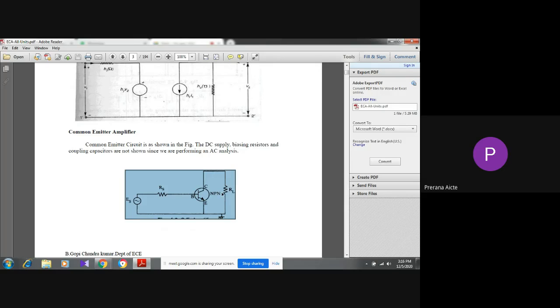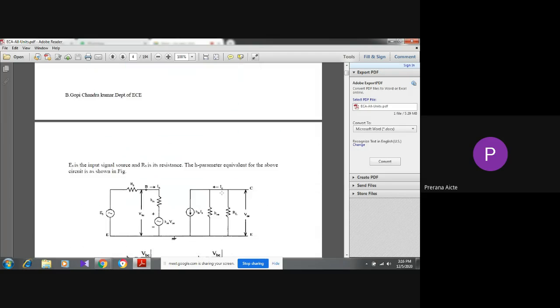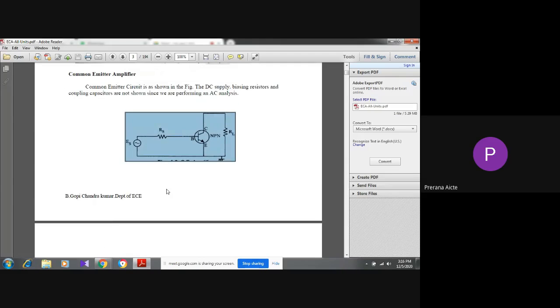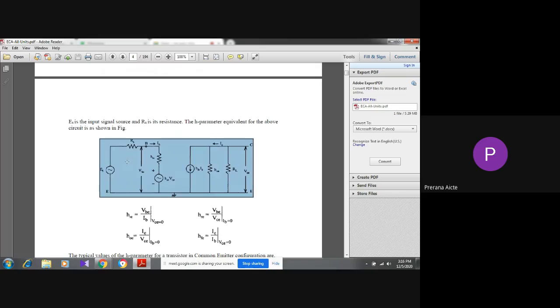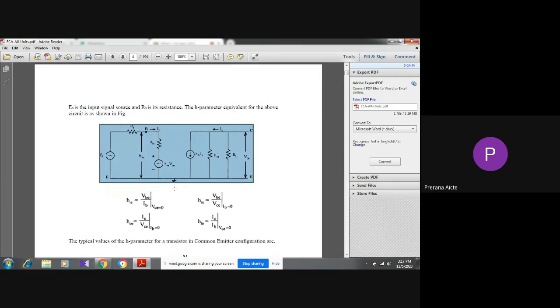This is the load resistor. Now if we draw the H parameter equivalent model for this CE amplifier, this is the figure. This figure is called the H parameter equivalent model of common emitter amplifier. In the H parameter model, we have two types of hybrid models: one is the exact hybrid model, another one is the simplified hybrid model. This figure is called the exact hybrid model of common emitter amplifier.